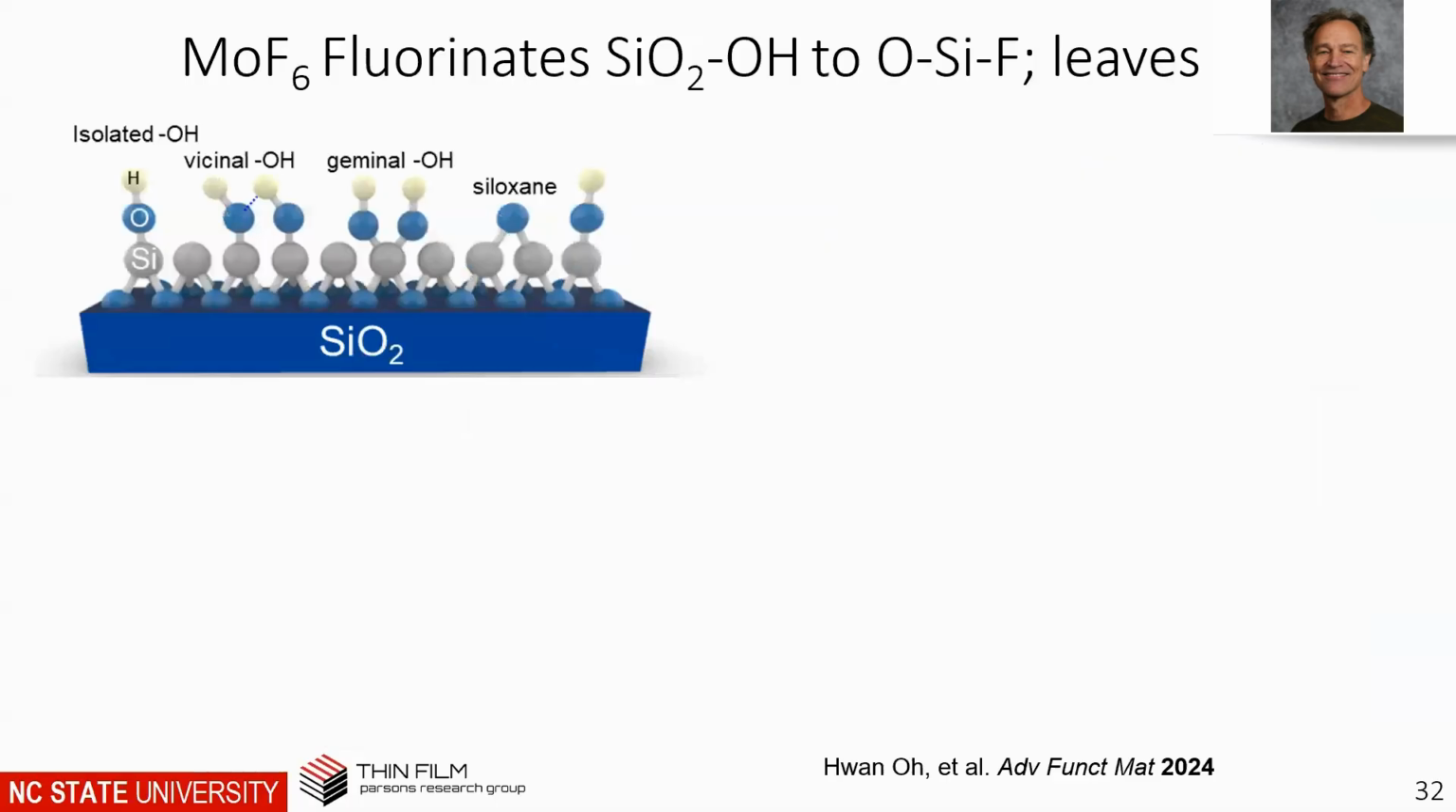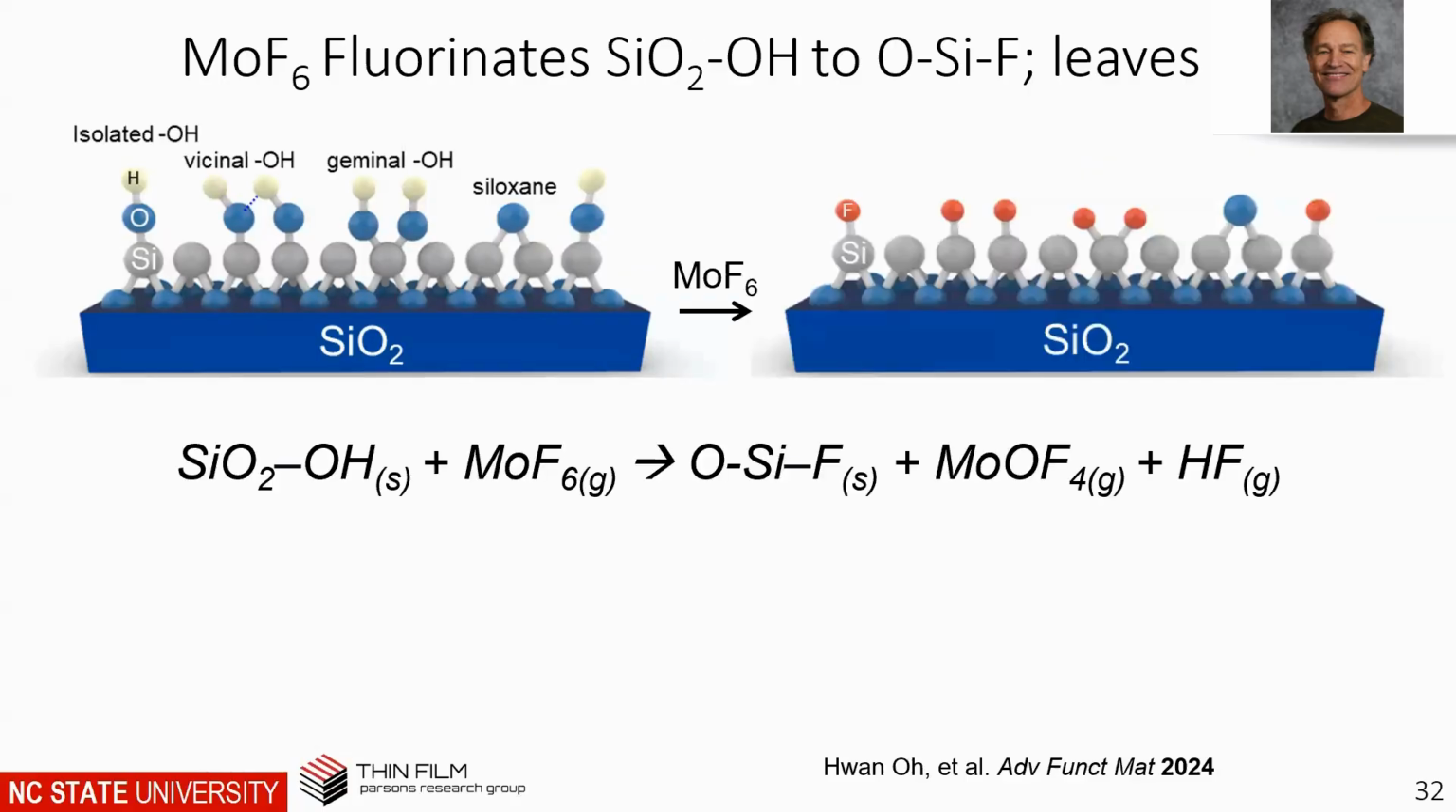So what we think is happening is that on this surface, this SiO2, we have a lot of different reactive groups. And when we bring in this molybdenum hexafluoride, we think that it's stripping off these OHs and turning them into SiF groups. And we also think there are these what we call siloxane bridges. We think that those are not being stripped off.